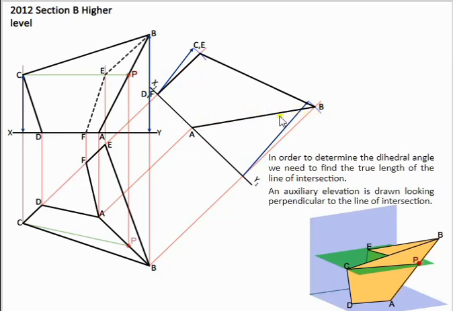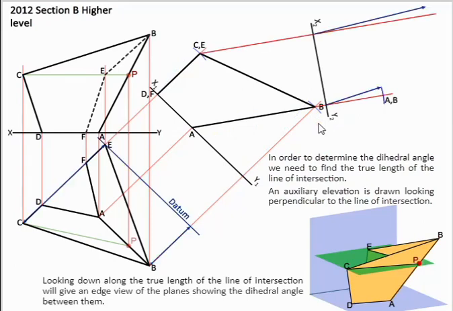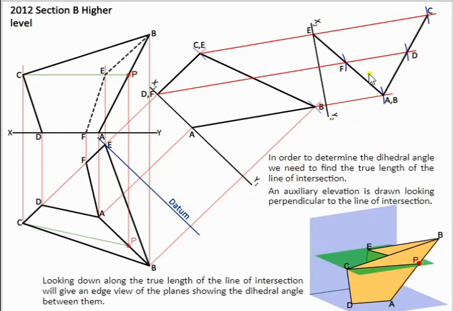Anytime we have a true length of the line of intersection, if we look along it, it allows us to mark off all these points and find our dihedral angle. So we've all the points marked off, and our two surfaces should represent two lines because we're looking along the true length of AB, seeing it as a point. That means we're seeing this surface as a line, and this surface, and we've found the dihedral angle.